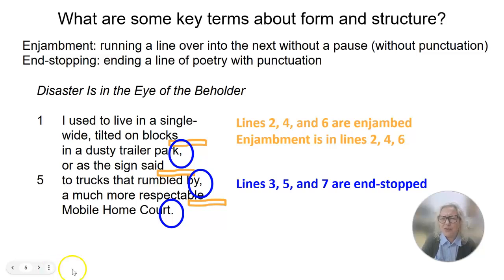Line 1 is unusual because single-wide is a word that's broken in half. And so we have the dash there that shows single-wide is an adjective describing a trailer. So what kind of a trailer is it? It's a single-wide trailer. And we don't have the word trailer in here, we just have single-wide. But it's kind of unusual because it's a word actually broken in half.